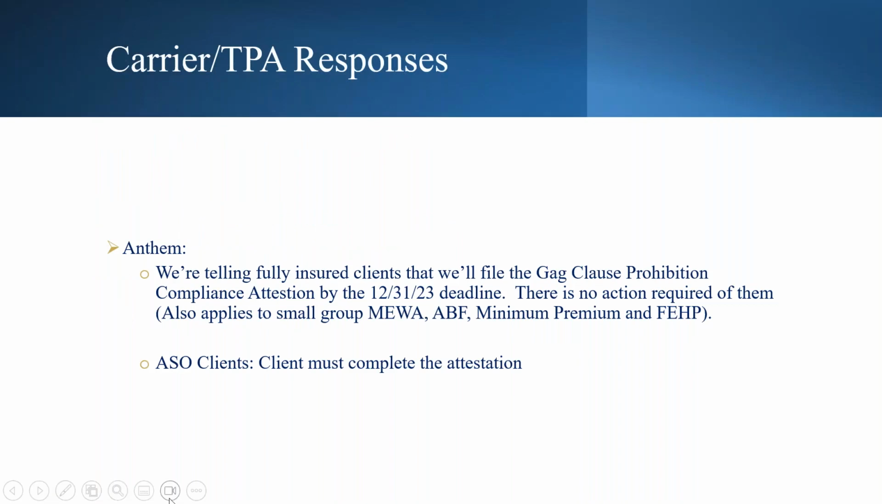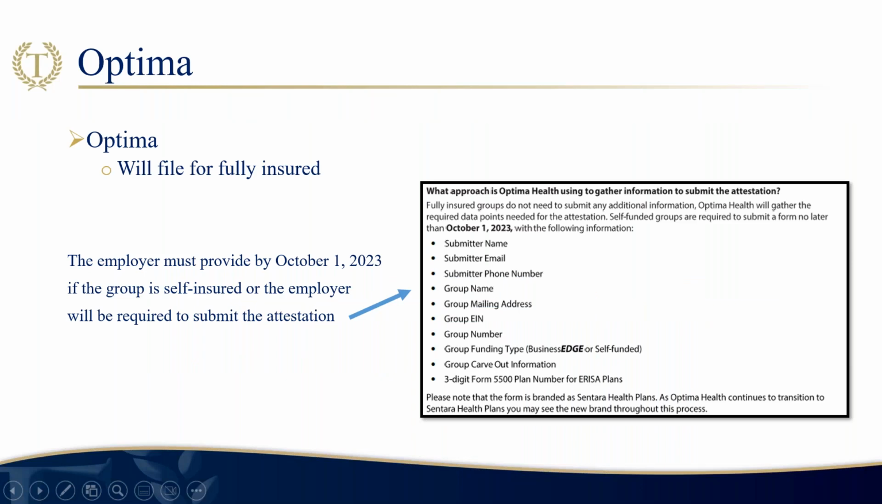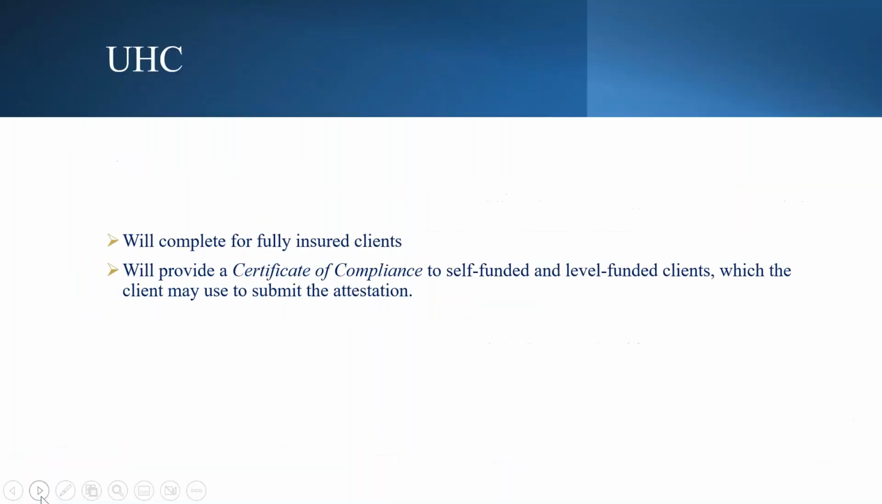So for Anthem, this is directly from Anthem's website. They will file it for fully insured clients, and there's no action required of fully insured clients. That applies to small group, MIWA, ABF, minimum premium, and FEHP. ASO clients must complete the attestation. Optima, they will file for the fully insured, but if an employer is self-insured, they need to let Optima know by October 1st, or the employer has to submit the attestation. UHC will file for fully insured clients, and they'll provide a certificate of compliance for self-funded and level funded clients to submit.